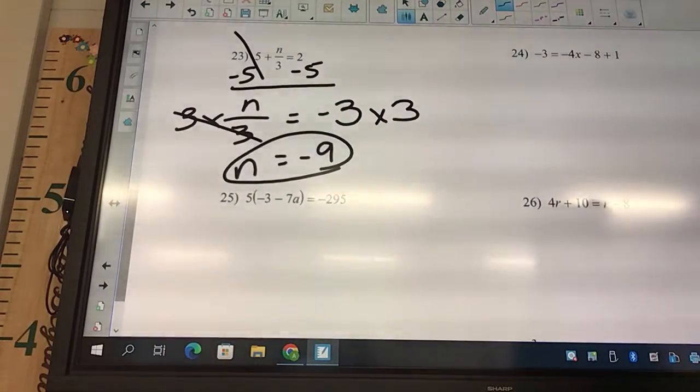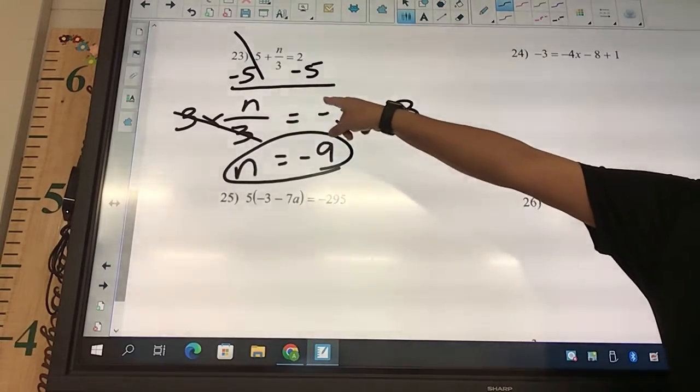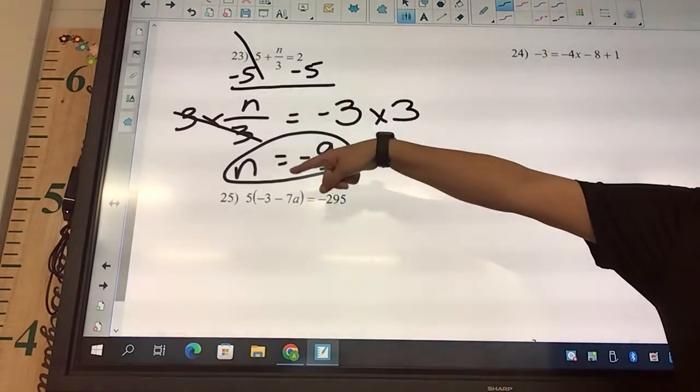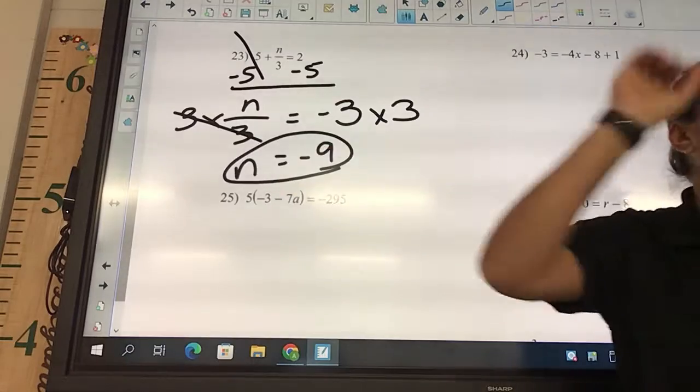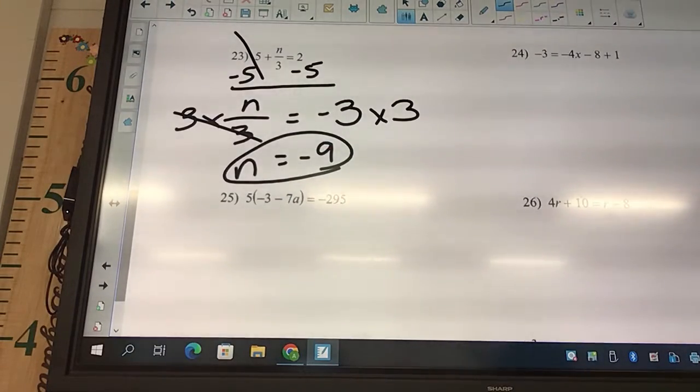Okay, and again, look at this one. It's really easy to forget the negative, is it not? Some of you guys are going to say 9, and some of you guys are going to say -9. Pay attention to your negatives on your final, okay? I have no doubt a lot of you guys will get 9, but please, pay attention to the negatives.